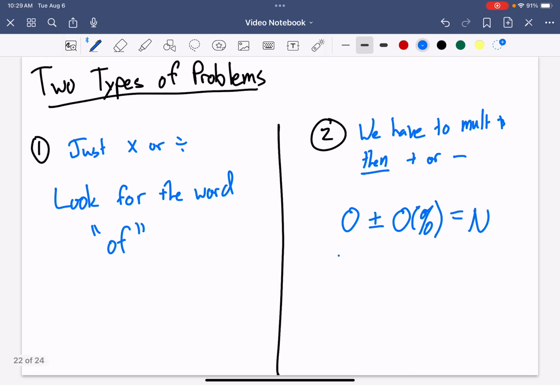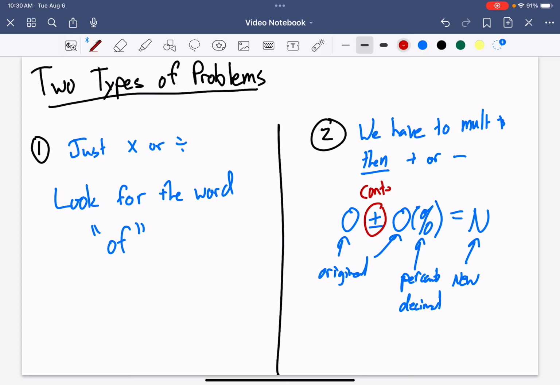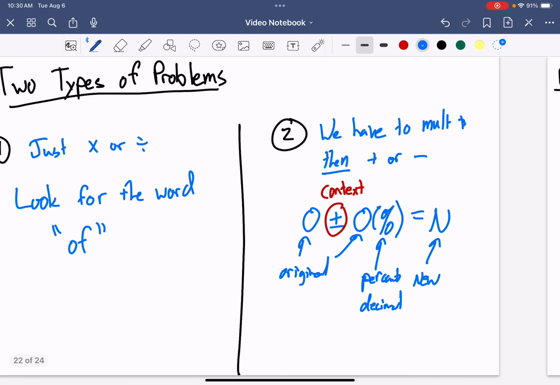Okay? So again, this stands for original, and this is our new, and then finally we have our percent. When we do this, make sure that you're using the percent as a decimal. And the plus or minus part comes from context. If we're building something up, it's going to be plus. If we're taking something down, it's going to be minus. So let's look through some examples, and I think that will help us with all of this.